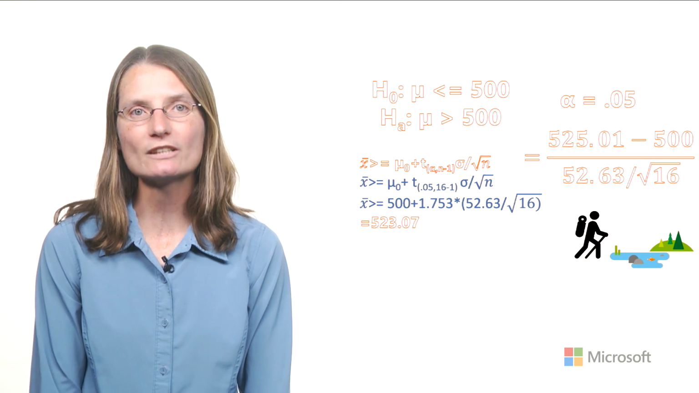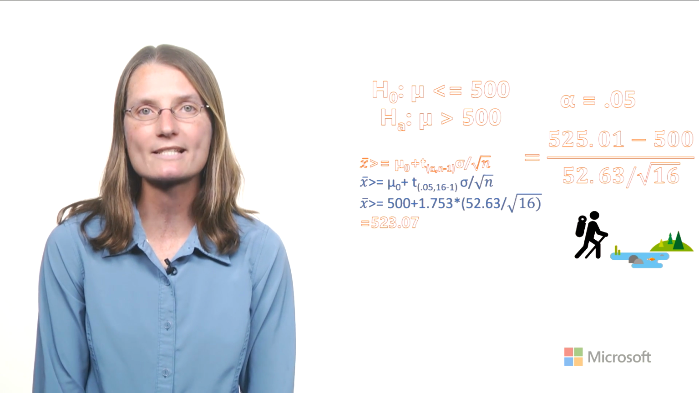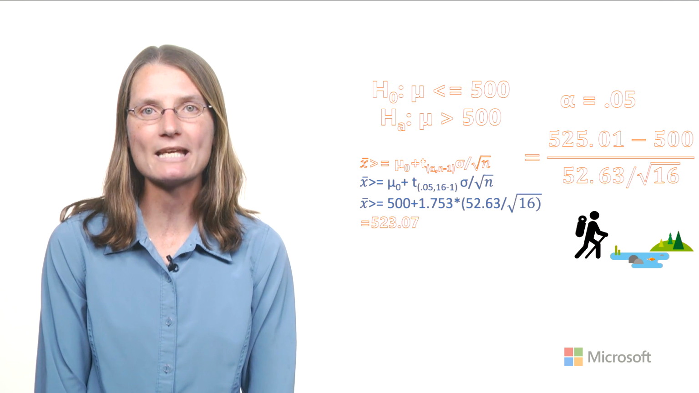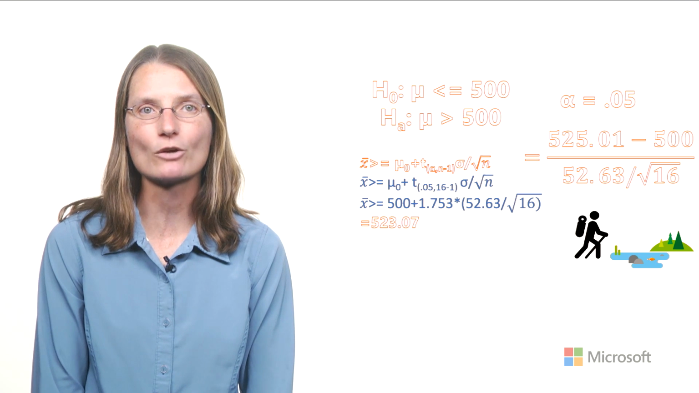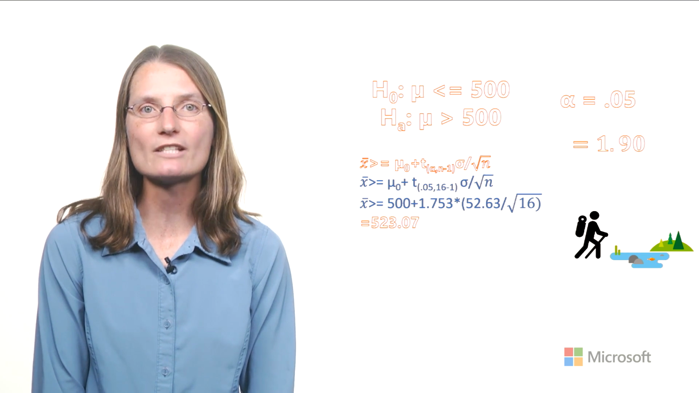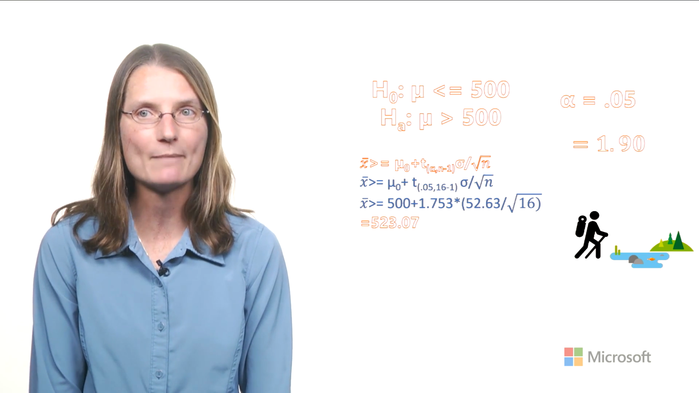Here, you want the resulting value to be larger than the critical t-score of 1.753. The difference between the population and sample mean is 25.01, which divided by the standard error results in 1.90, which is greater than the critical t value of 1.753, so we reject the null hypothesis.